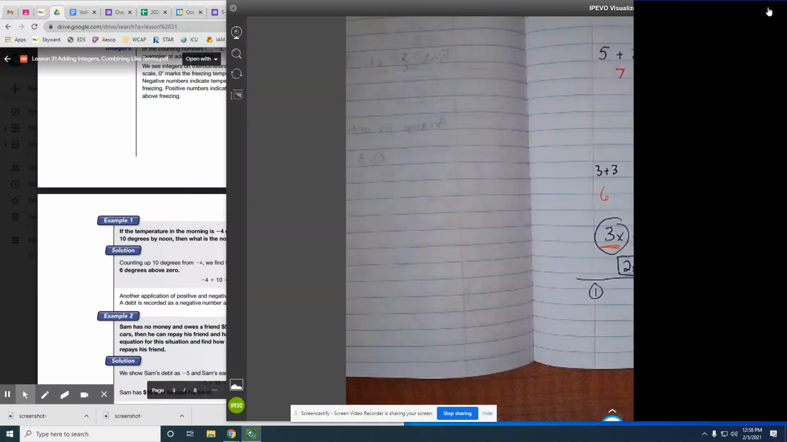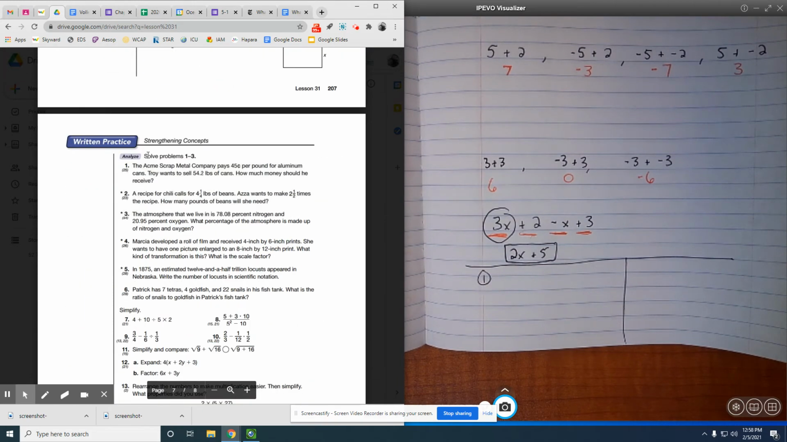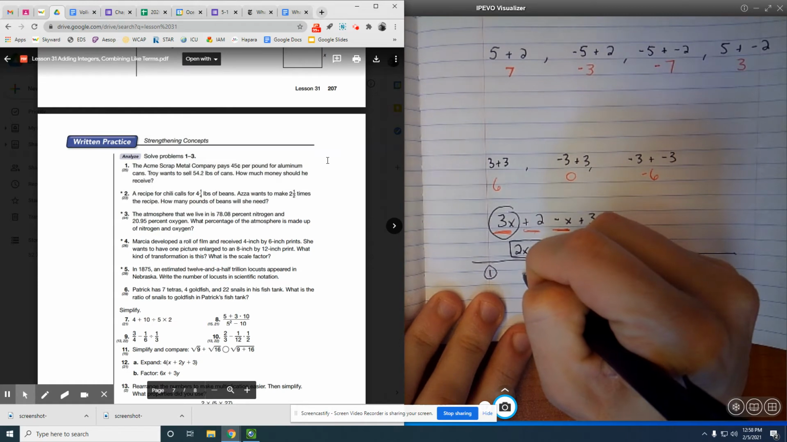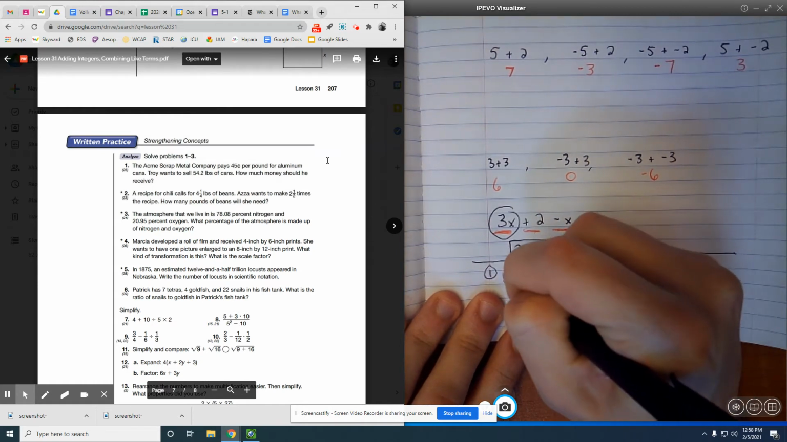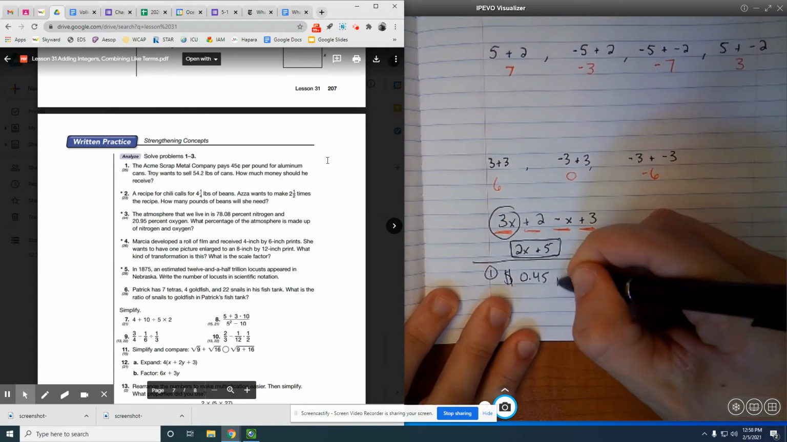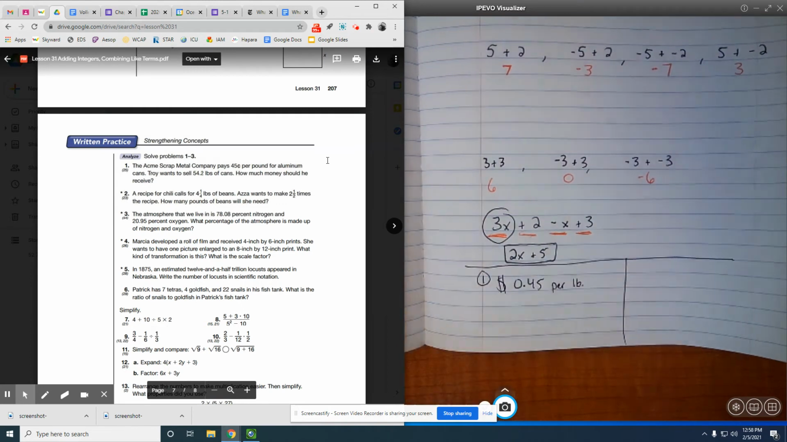Let's take a peek at number 1. Lots of practice here. The Acme Scrap Metal Company pays 45 cents per pound for aluminum cans. Troy wants to sell 54.2 pounds of cans. How much money should he get? Okay. So they get 0.45. That's how much money they make, and they get that per pound. So that's what 1 pound is. But he has 54.2, so we've got to take those two numbers and multiply them together.